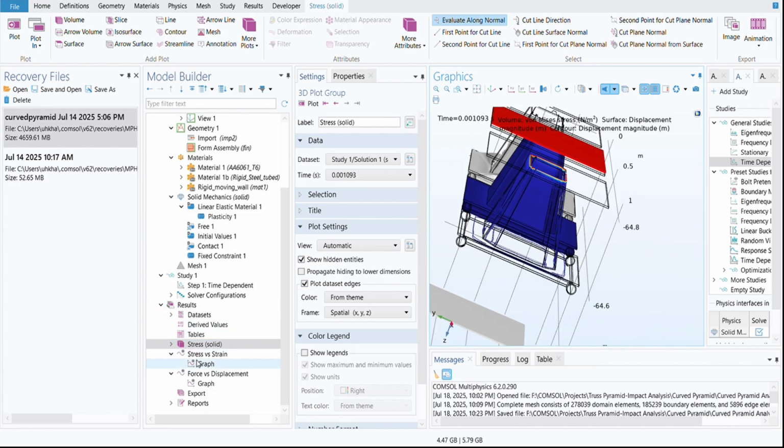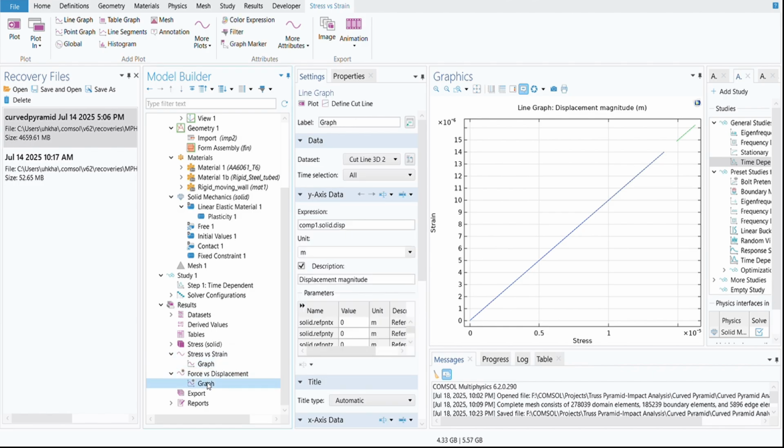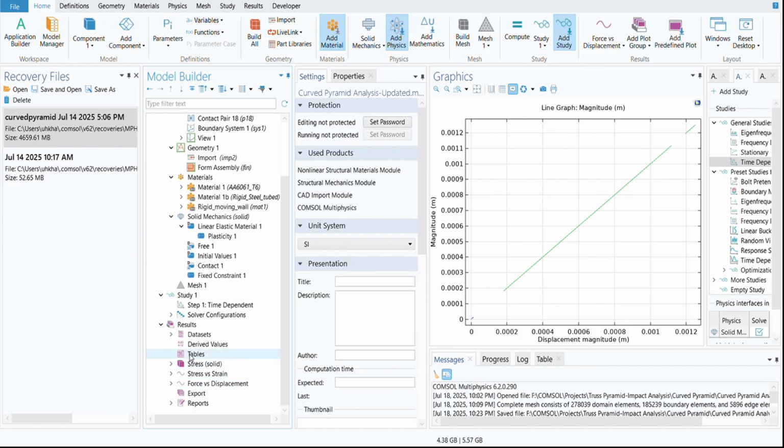Then we have also created the graph of stress versus strain, which is directly proportional, you can see. And for force versus displacement, this is our force versus displacement graph. We have obtained these from this study.